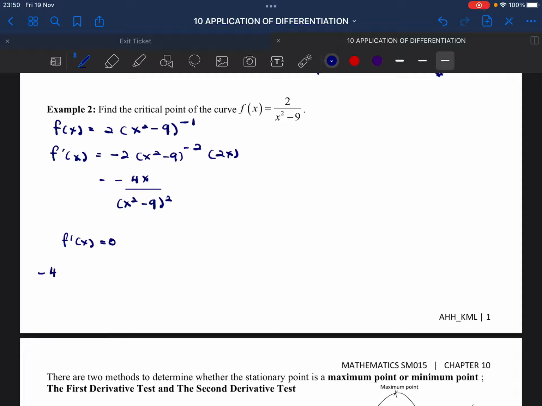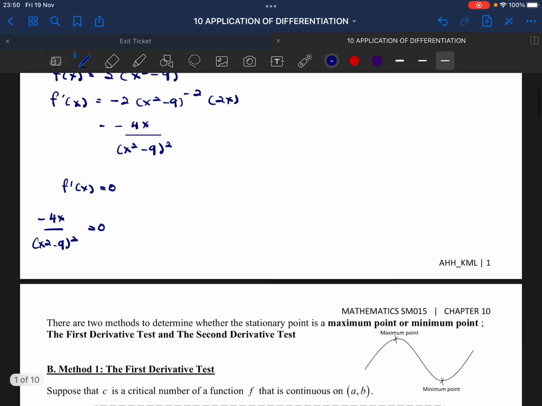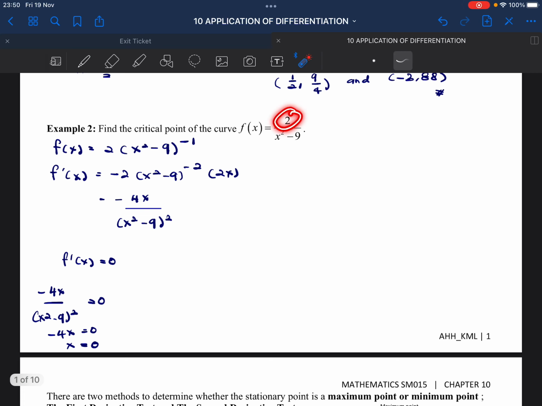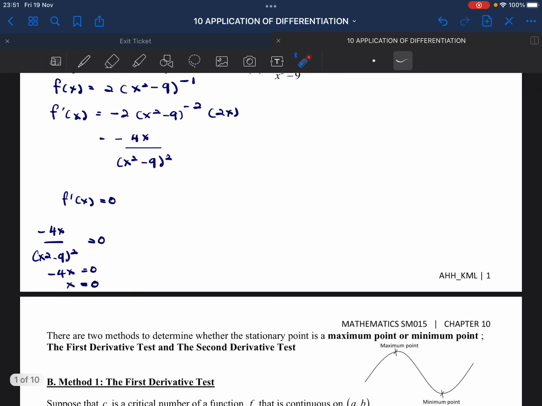Therefore we will have negative 4x over (x squared minus 9) squared equals 0. The whole denominator goes to the other side and becomes 0. So negative 4x equals 0, then you will have x equals 0. But remember, if you have f(x) over g(x), you have to consider the other information, which is f prime x is undefined. So take a look at your f prime x. Here, this is our f prime x. F prime x will be undefined when the denominator equals 0.